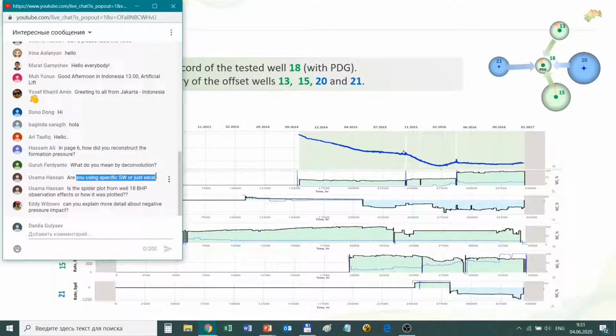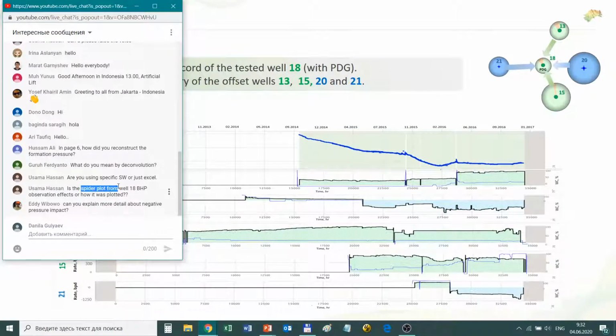Are you using specific software or just Excel? No, deconvolution cannot be done in Excel. So we use our internal software. We call it Polygon. For now it's only internal, but in the near future we are going to provide it as a market software, so anybody could buy it and use it for this kind of tests. And it also can be used for any pressure transient analysis or rate transient analysis.